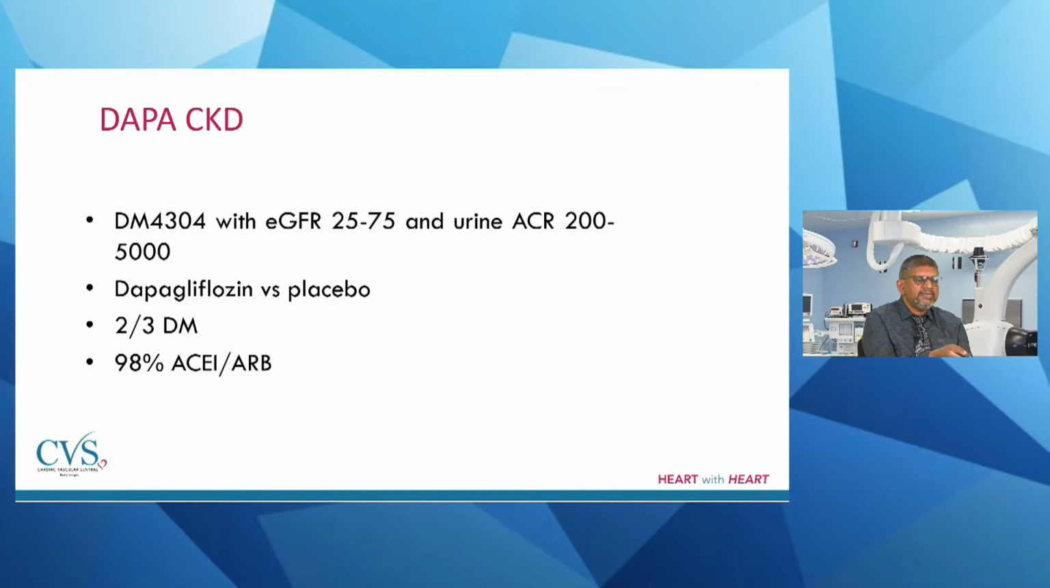DAPA-CKD, this is the subgroup within the DAPA study. Here they actually used patients with an eGFR which is far worse, 25 to 75, and more proteinuria. It's almost nephrotic range proteinuria patients also using dapagliflozin. And not all of them were diabetic. Two-thirds of them were diabetic, while one-third were non-diabetics. And 98% of them were already on ACE and ARBs.